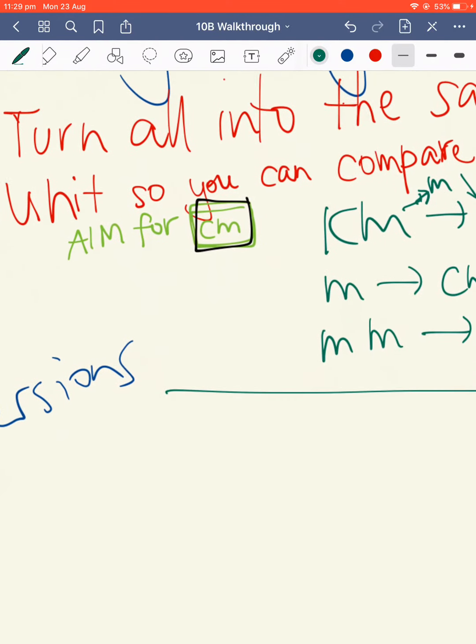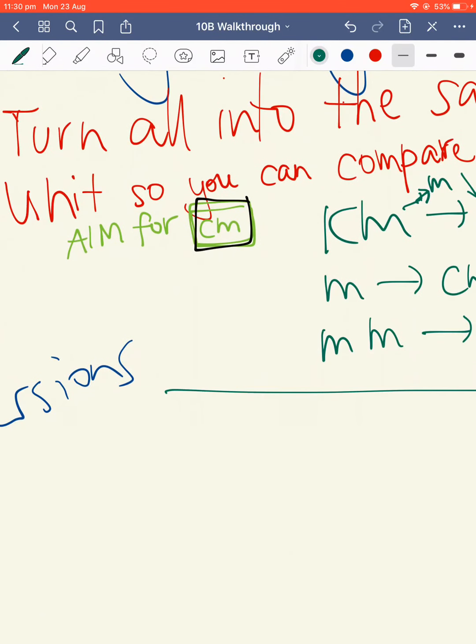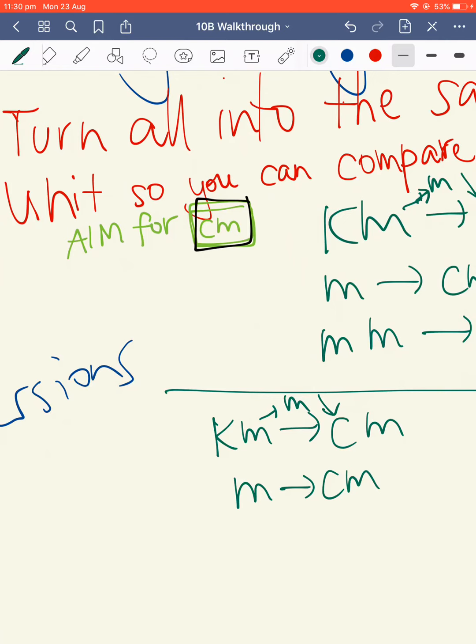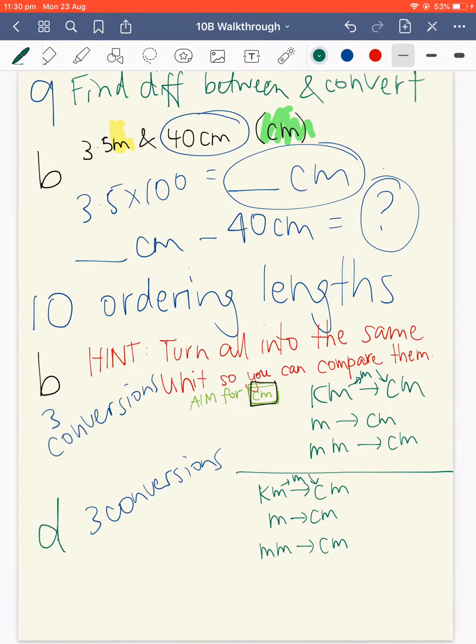For 10D, you need to be mindful of what you are doing again. So I've got kilometers and I'm changing my kilometers to centimeters. I'm going to go via my meters just to keep track. And the next one that I have is my meters and I'm going to centimeters. And the last one I have is millimeters, and again, I want to head to centimeters.